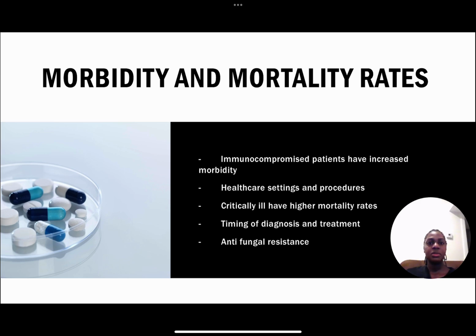The mortality rate associated with invasive Candida is significant. Studies have reported mortality rates ranging from 20% to 50% among patients with Candida, depending on various factors such as underlying health conditions. Patients with severe comorbidities or those who are critically ill tend to have higher mortality rates.